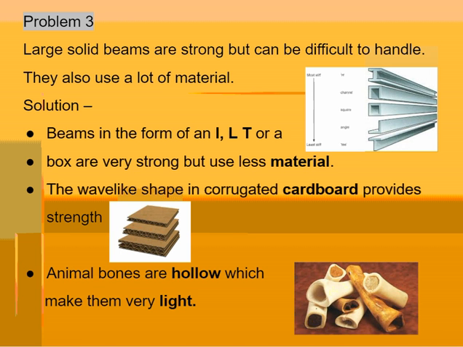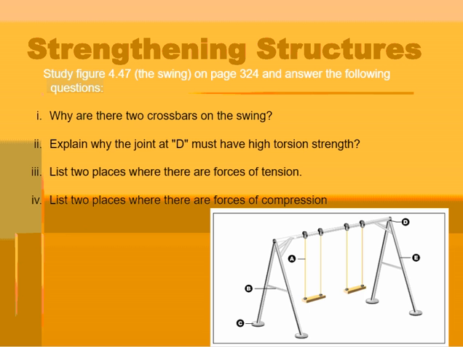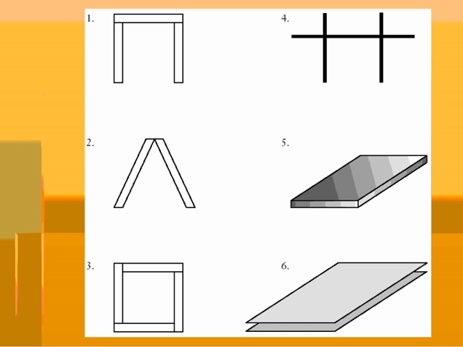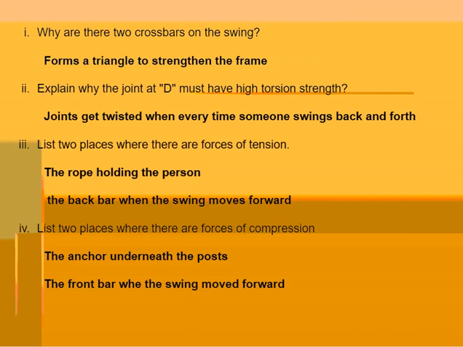And then some solutions: large solid beams aren't used, so you can see I-beams are used, where they cut out some material because it still retains its strength, or hollow beams. You could see them in the form of an I, L, or T. We have corrugated cardboard, which you can see at home when you're doing the recycling. And then animal bones too, they're hollow, which makes them light but also strong. And we took a look at that already with swings. So that for right now is it.